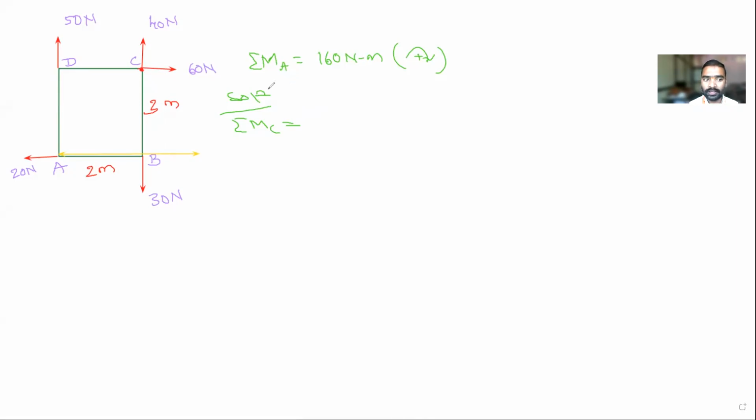This is the force I am considering, the force at A. How much is it? 20 Newton force. This is the line of action of the force, and this is the point. I want to find out the moment about C. What is the distance between the point and the line of action of the force? How much is it? 3 meter.